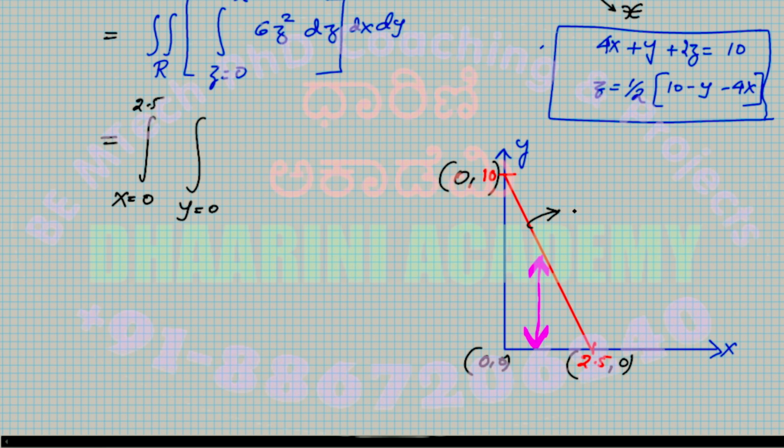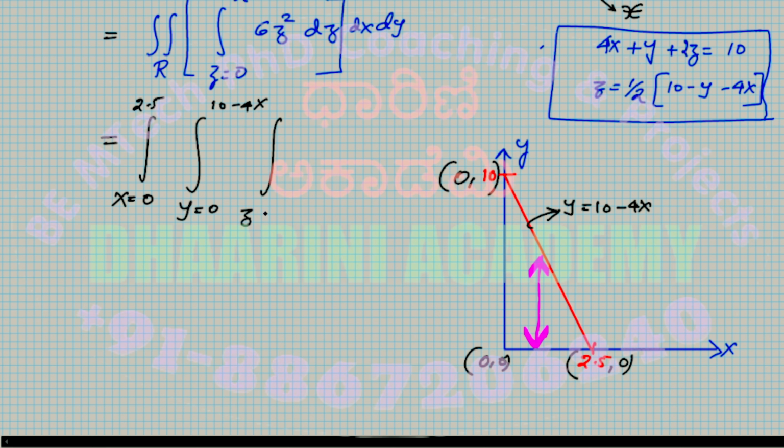Yes, you don't have to consider z at all because z has been eliminated by this time. So your equation will be 10 minus 4x equal to 0. So I can write y equal to, as you told, 10 minus 4x. So y is 0 to 10 minus 4x.